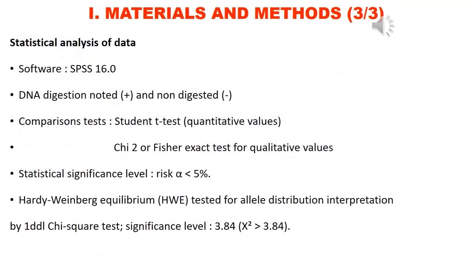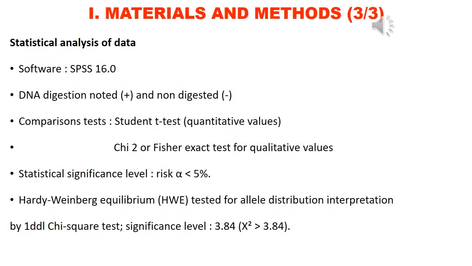The collected data were analyzed using SPSS software. The presence of DNA digestion was noted plus and its absence minus. The comparisons were made using Student's t-test for quantitative values and chi-square or Fisher exact test for qualitative values. The tests were considered significant at the risk of 5%.